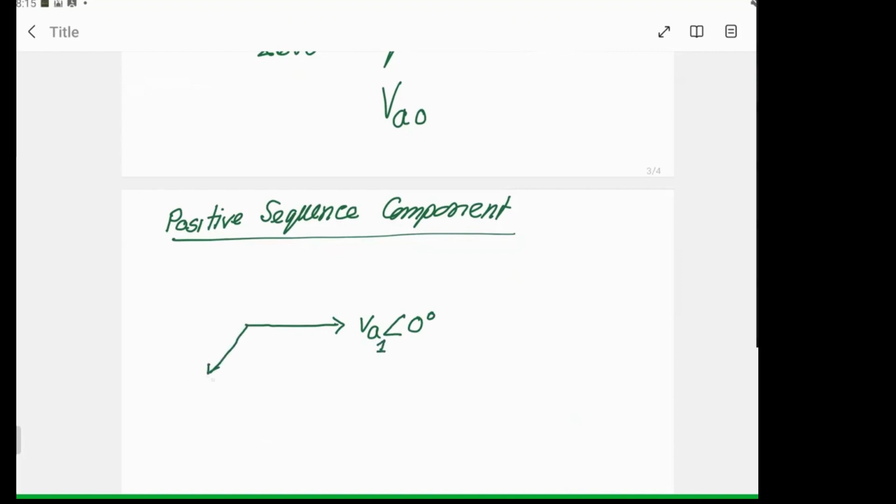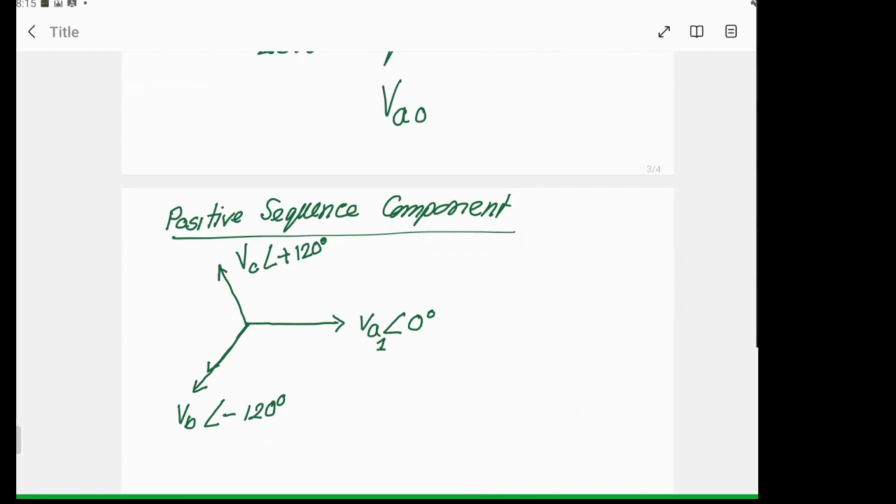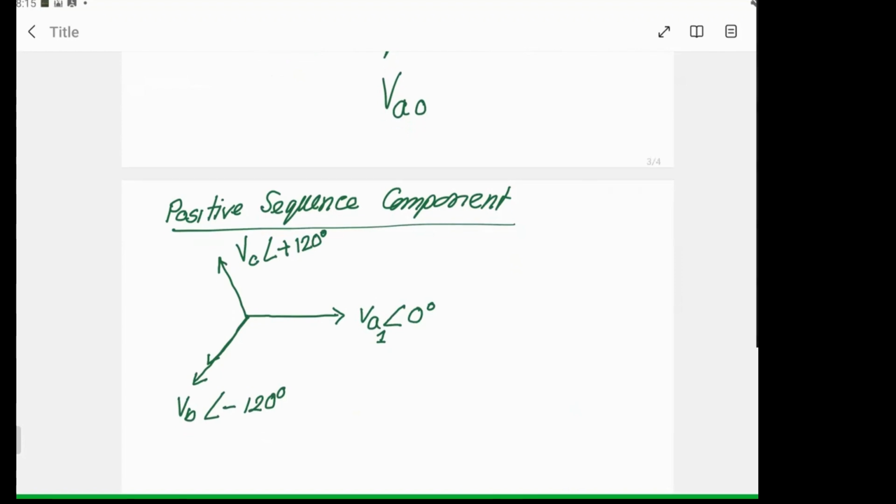So VB will be the same magnitude, and this one is making an angle of minus 120 degrees. And then we have VC, and that is making an angle of positive 120 degrees or negative 240 degrees. Now this is the graphical representation. Forgive me, all the lines are not equal, but it should be equal, okay? So this is the balanced system.